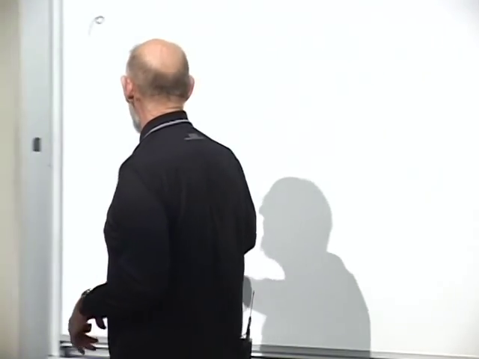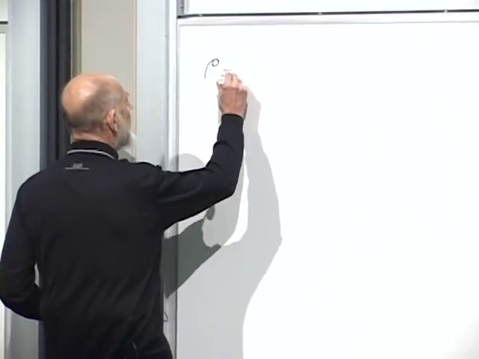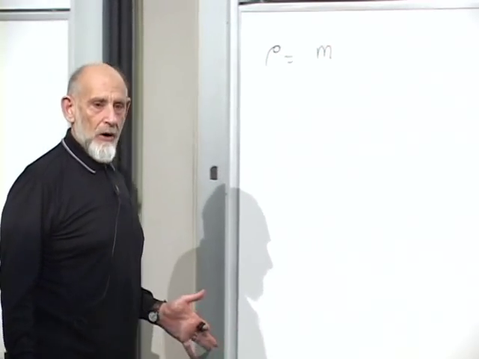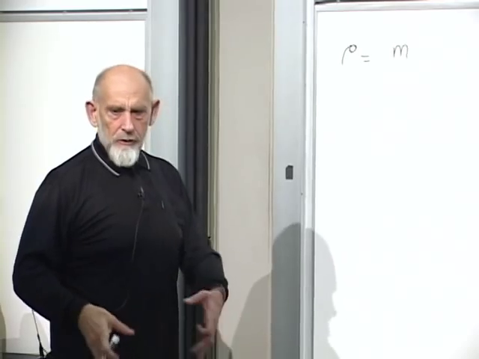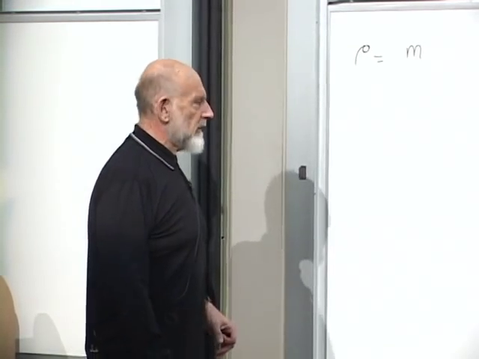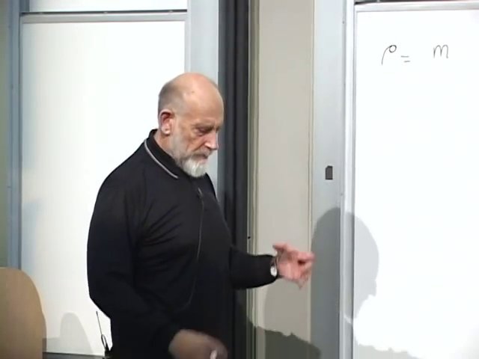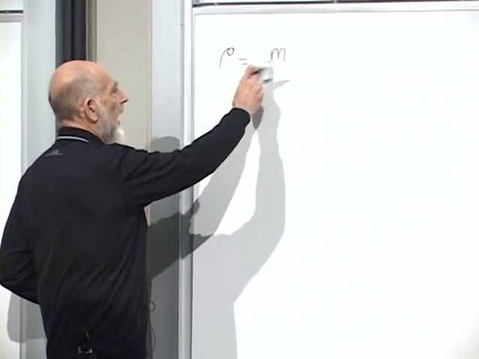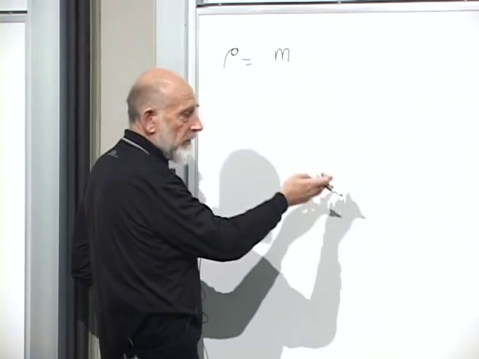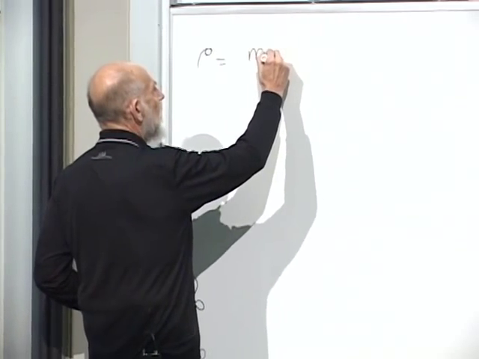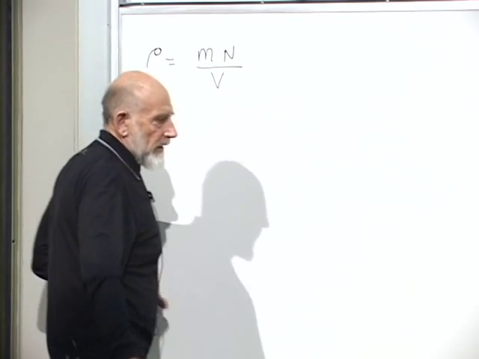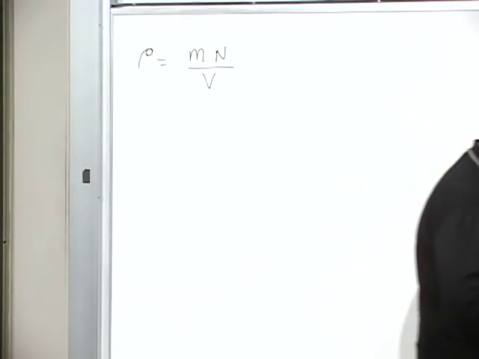Take a volume of space, the density of energy is the mass of each particle. Let's suppose there's only one kind of particle. The particles are standing still, they're not photons. Let's not get involved with photons right now. They're just protons standing still. Protons, neutrons, electrons, atoms. The mass of an individual particle times the number of particles in a volume divided by the volume, that's the density.